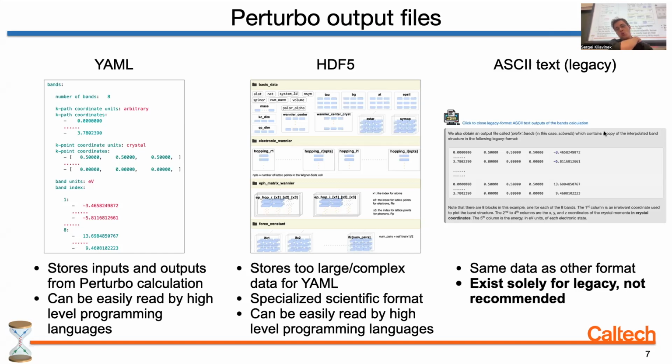If you see output files in the ASCII format, we have them just for legacy reasons. They have exactly the same data as our HDF5 or YAML output files. So it's not recommended to work with the ASCII files at all, and you don't need to interact with output in this format at all.